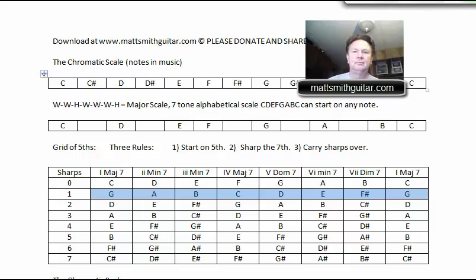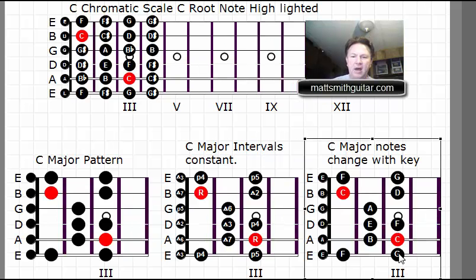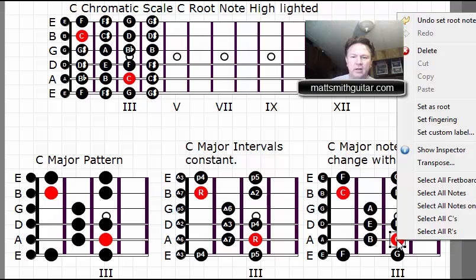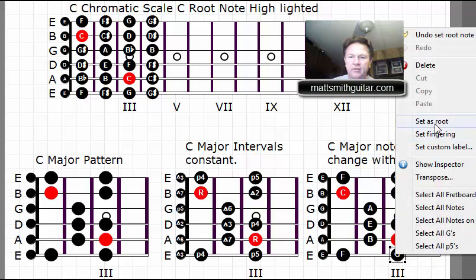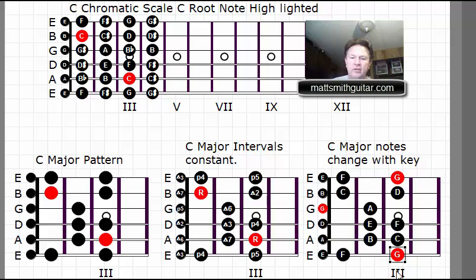So our pattern now, we're going to cycle through the G scale. So we're going to set G as the root. So let's do that. There's G as the root. So now we play the scale G, A, B, C, D, E. But guess what? F is sharped, and F is sharped in all positions. So right there we have the key of G. So that's how this works.